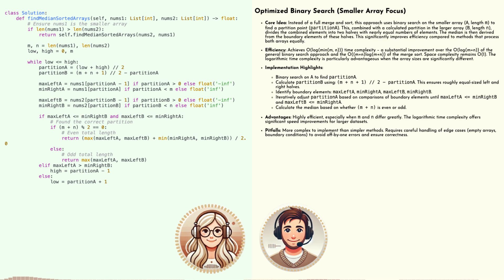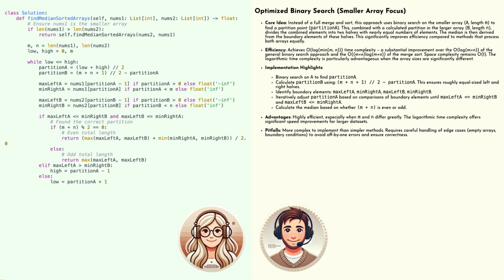If the boundary conditions aren't met, meaning an element on the left is greater than an element on the right, we adjust partition A using binary search, recalculate partition B, and repeat the process. So the logic is the same as before, we're just applying it to the smaller array. It's like we're delegating the heavy lifting of binary search to the smaller, more manageable array. I bet this saves a lot of time, especially when the size difference between the arrays is significant.